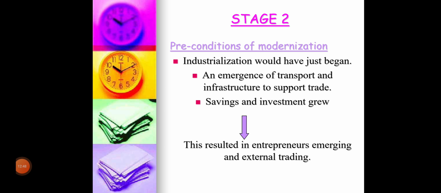So preconditions of modernization, or the stage 2. Preconditions of modernization: industrialization would have just begun. An emergence of transport and infrastructure to support trade, savings and investment grew. So in precondition stage, the second stage of development, of course nag-start na ang industrialization. Kumbaga anam-anam nag-recognize na ang tao in the use of materials na magamit yun nila.